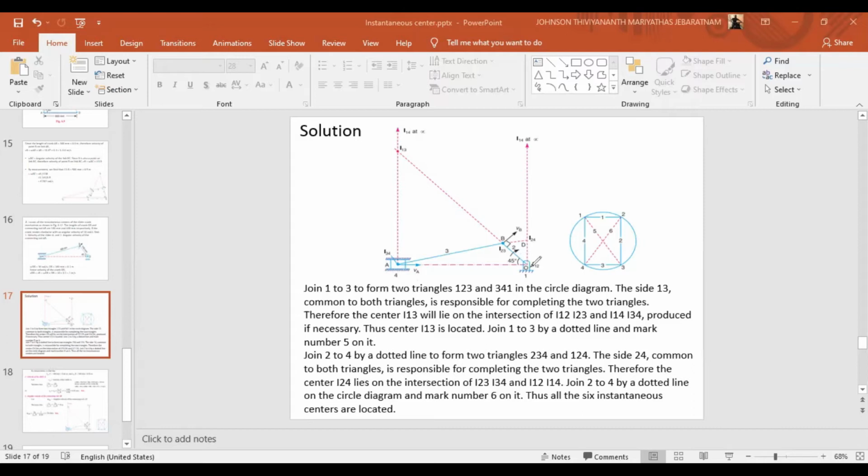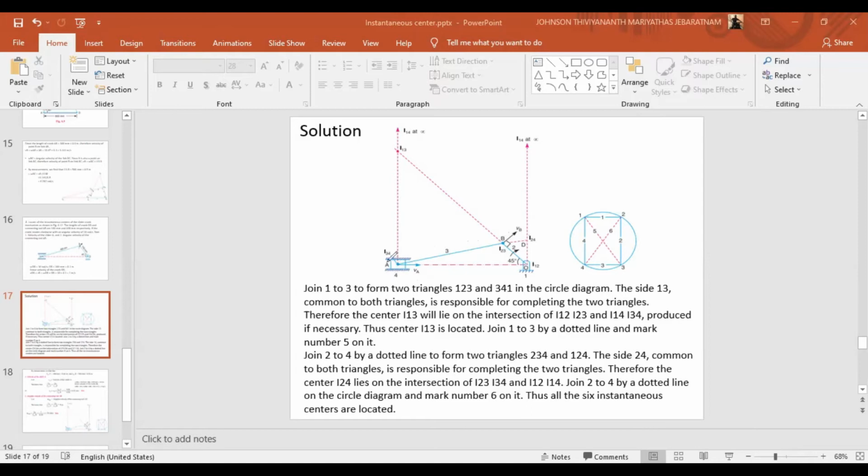So if I consider the fixed link as 1, crank as 2, connecting rod as 3, and slider as 4, the fixed link and crank, that is I12, that's a fixed type. Then crank and connecting rod, that is I23, that is permanent type.